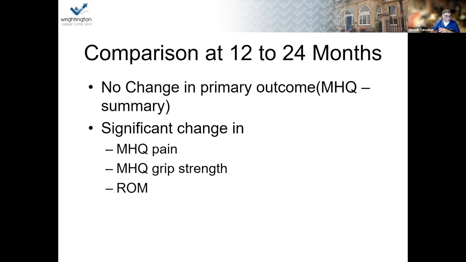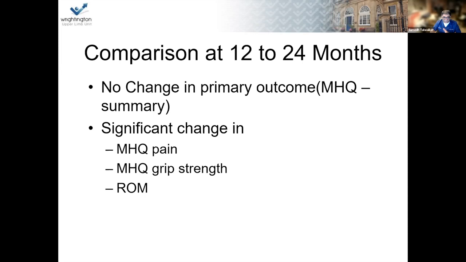And what you can see in this particular paper is that although there are no changes in the primary outcome measure, which is the MHQ summary, the MHQ for pain and grip strength appear to improve significantly. So we can tell our patients that if you're doing well at 12 months, the likelihood is that you will continue to do well up to 24 months.